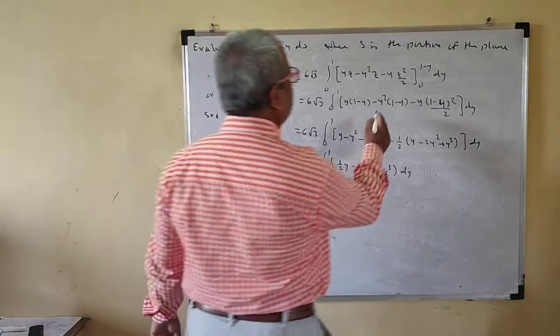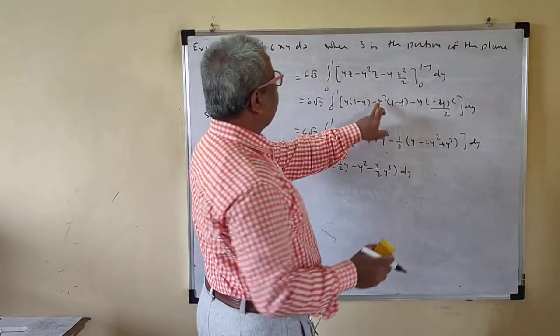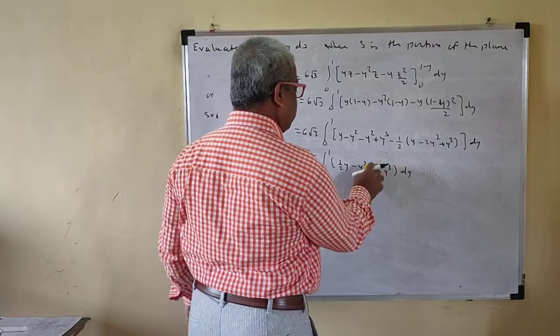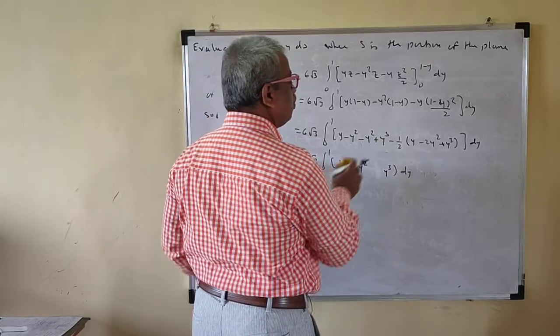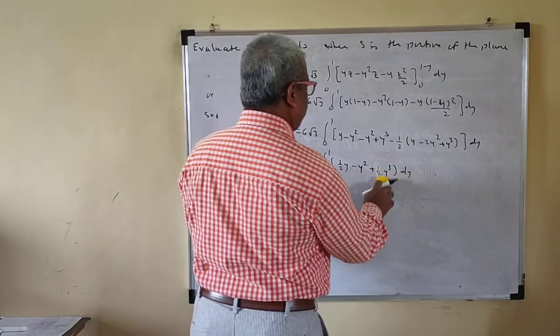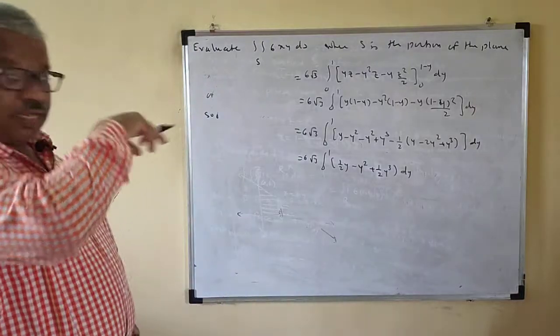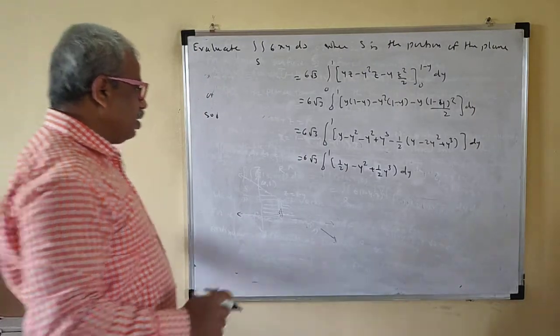Oh, here this should be the plus. Okay, so this is a plus, plus y cube. So this will be changed now. This is plus, so plus half y cube. That is minus half y cube. Okay, now we will integrate this.